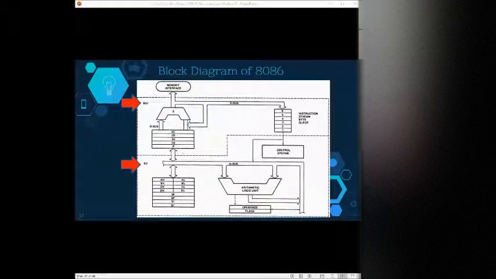Then let's go to the EU or the execution unit. The functions of the execution unit are: it tells the BIU where to fetch the instructions or data from, it decodes the instructions or data, and it executes the instructions or data. So the difference basically, the BIU stores or fetches the data from the memory, then sends it to the EU for the execution. After execution, it will send it back to the BIU, and then the BIU will write it to the memory, the instructions.